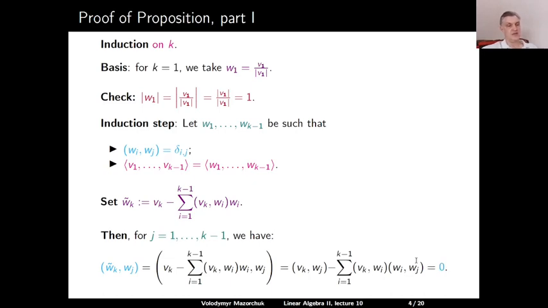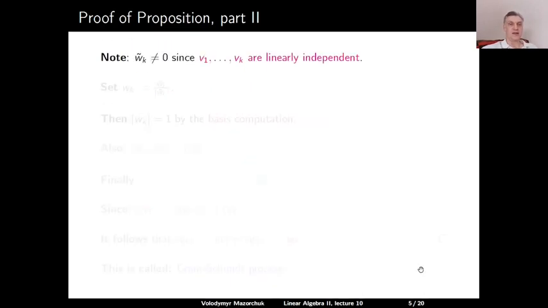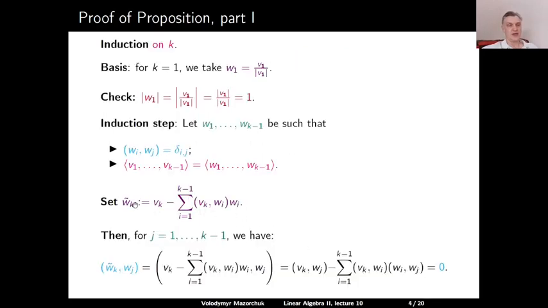This proves that the vector wk tilde is orthogonal to all the vectors w1, w2, and so on wk minus 1. Next, let us note that the vector wk tilde is non-zero, and this is because the vectors v1 and so on vk are linearly independent. The vector wk tilde is a linear combination of those vectors.